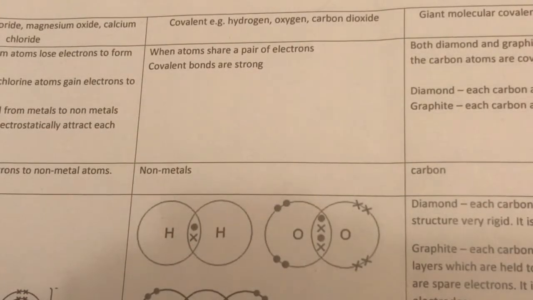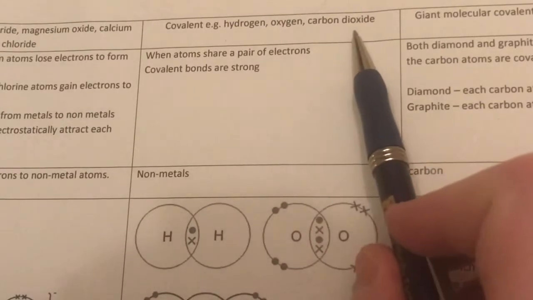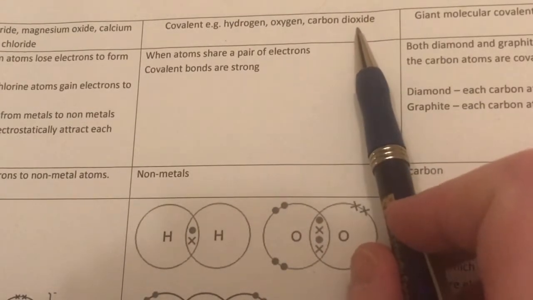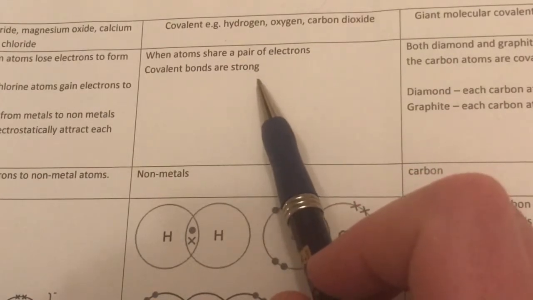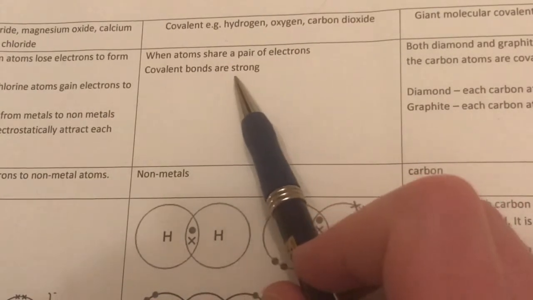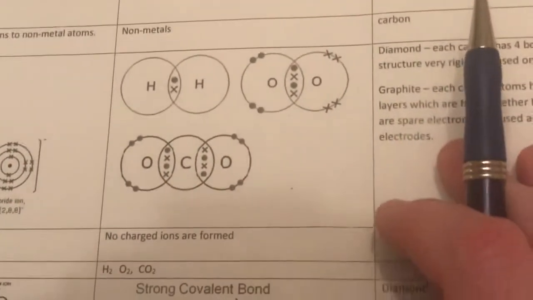Okay, so this is a quick run through of covalent bonding. So here I've got some examples of some covalent compounds. Remember, covalent compounds are formed when atoms share a pair of electrons, and that covalent bond that is formed is a strong bond. In terms of visually, how do we represent this?